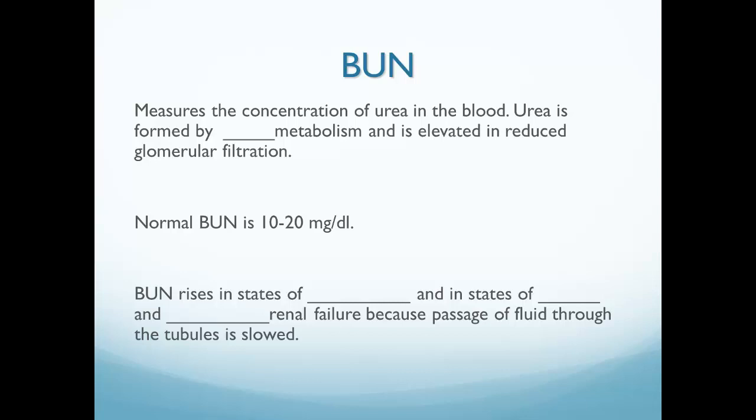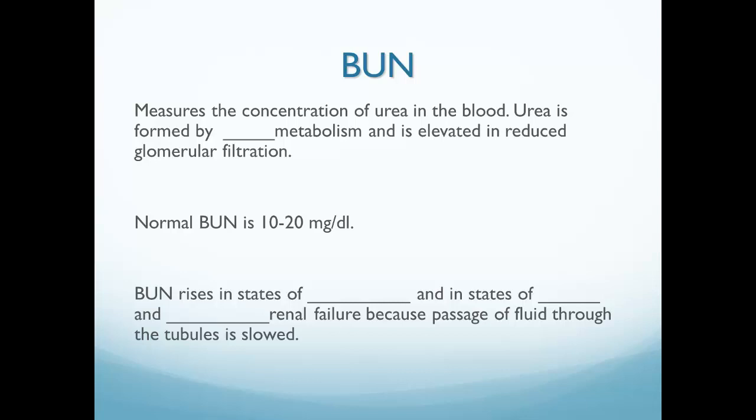The BUN is high. Now we would need to look a little bit more at what is causing that to occur. So let's take a look at our question at the bottom of the page then. BUN rises in states of blank and in states of blank and blank renal failure because passage of fluid through the tubules is slowed. Okay, well, maybe we start with the second part of our question there, in states of blank and blank renal failure. Okay, so that would be acute and chronic renal failure. Okay, that kind of makes sense, right? Since we're talking about different states of renal failure.